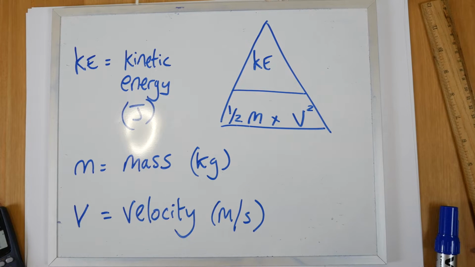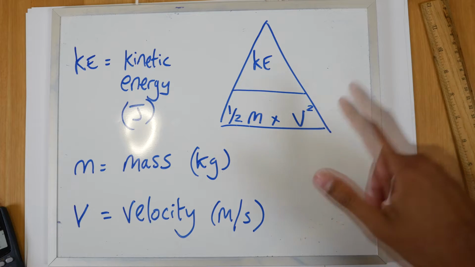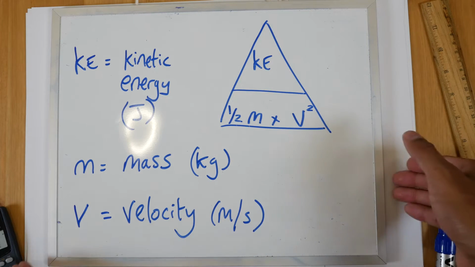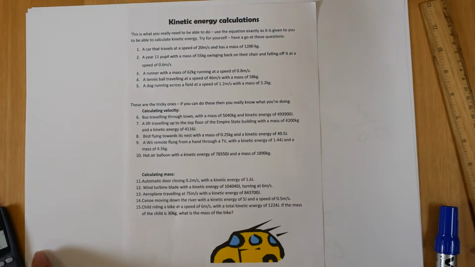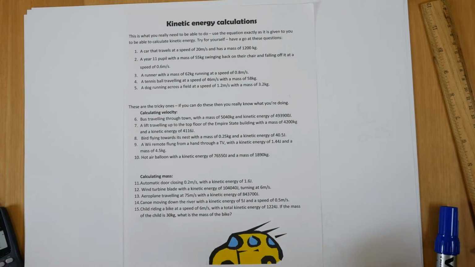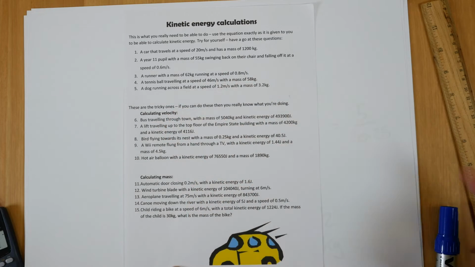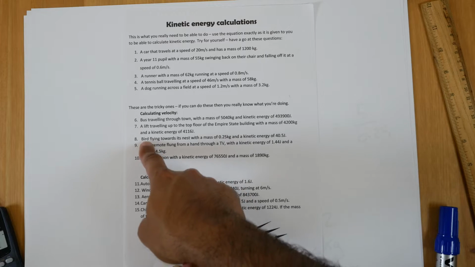Today we're going to be looking at how to work out the velocity when we're dealing with kinetic energy equations. So let's just get right into it. I'm going to be using this worksheet and I'm going to be looking at these questions over here, calculating velocity. Okay, let's pick a nice easy one. Number 8 seems reasonably easy.